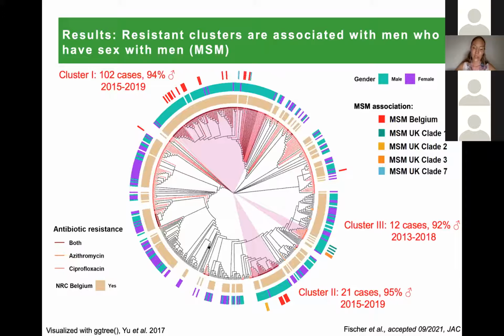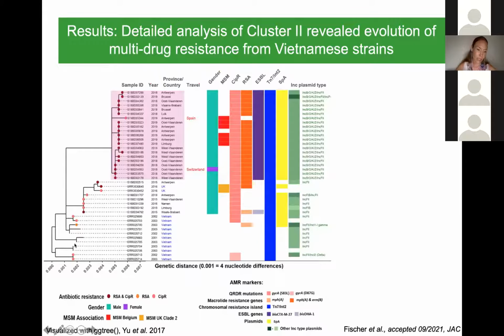We can then go even further and have a look, for example, only at clusters that are of interest. In this case, we will look at cluster 2, pick it out, and represent it also as a linear tree. Here it's easier to see the genetic distance on the x-axis, and you can then also add any information that you want, either as text. For example, here we added the year of isolation, and you can see that the top cluster with double resistance isolates came from 2018 and 19 and from provinces all over Belgium.